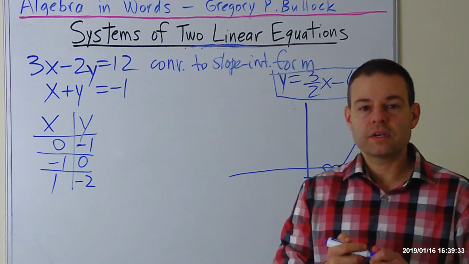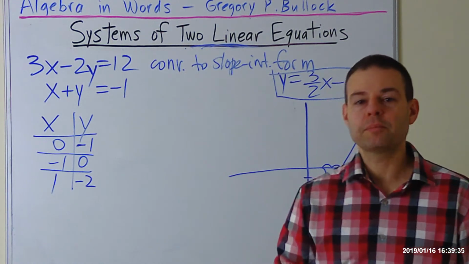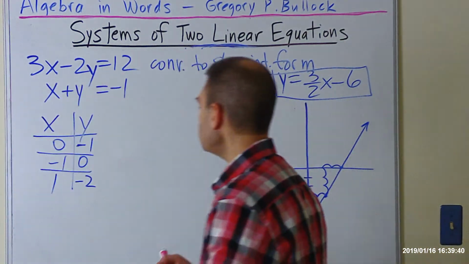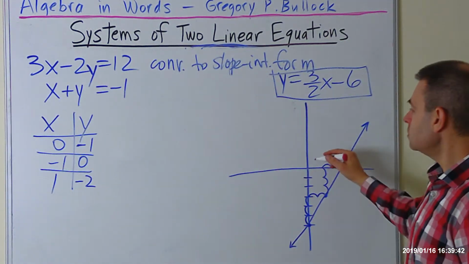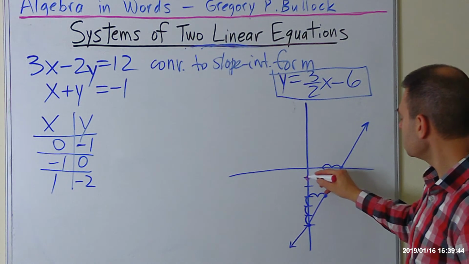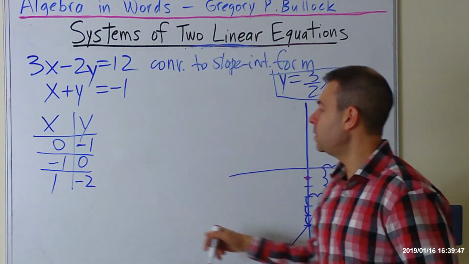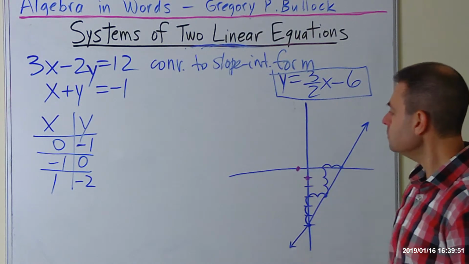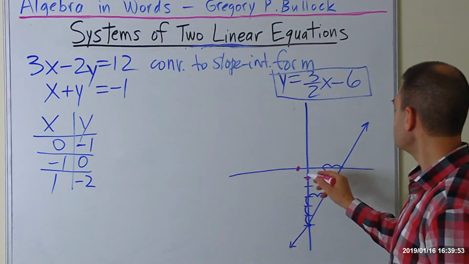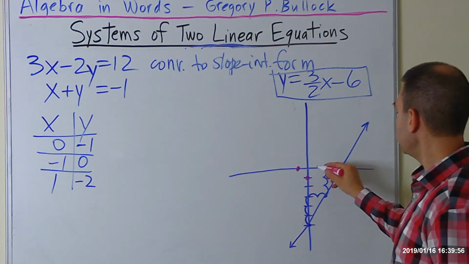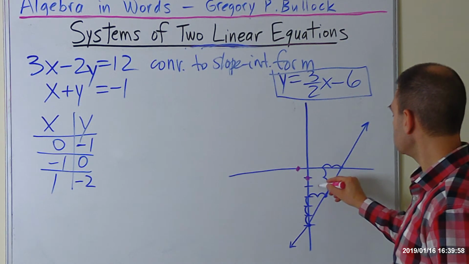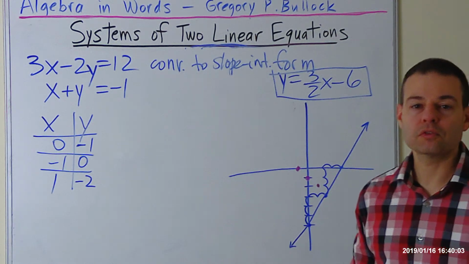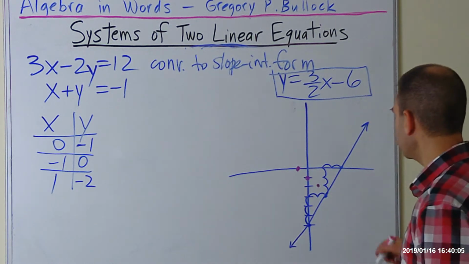And what we're going to do next, I'll use a different color, is plot these 3 points so that we get the other line. So 0, -1 would be here. And the next point would be -1, 0, that would be here. And the next point would be 1, -2, down 2. And now let's draw the line through those points and see what we get.